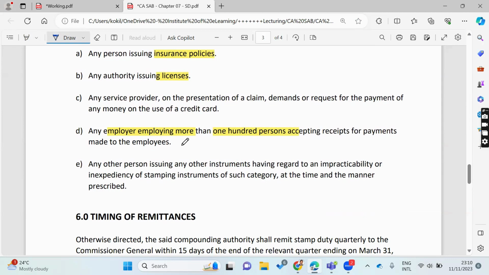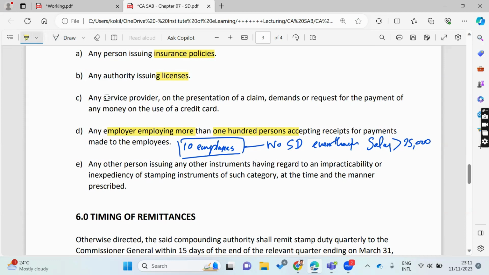As an example, if a small company has only 10 employees, they will not deduct. It's not required, no stamp duty, even though all these 10 employees are getting a salary of more than 25,000, more than 5,000, right? Then here, the service provider.